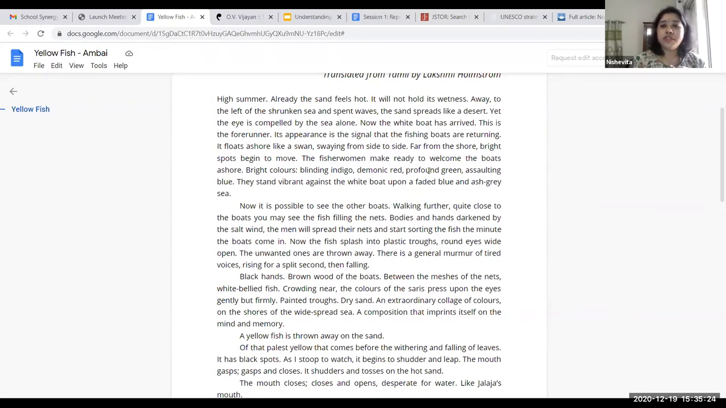Suppose I were to rephrase this into a perfectly grammatically correct sentence that says, the colors on the beach were very brightly colored. There was an indigo that was almost blinding, a red that was demonic, like a demon, and the green was extremely profound and the blue assaulted your eye. Will it have the same effect as what they have just put down over here?